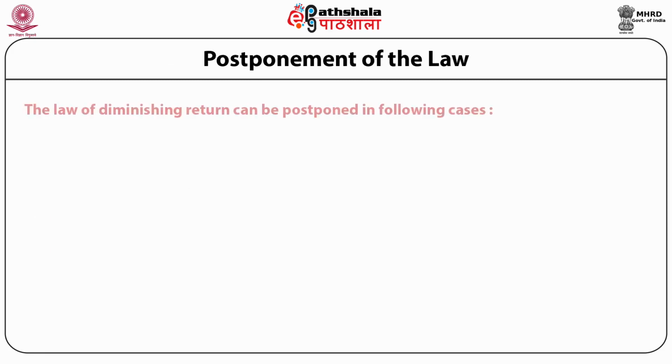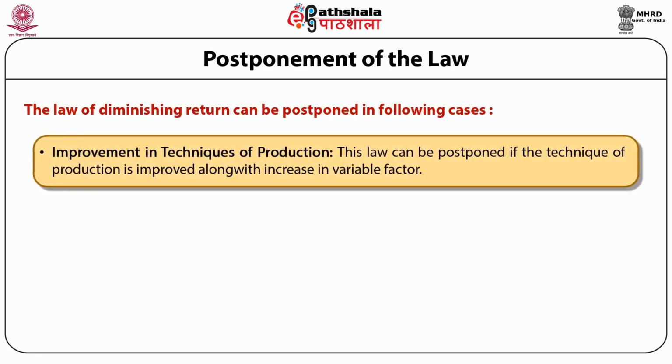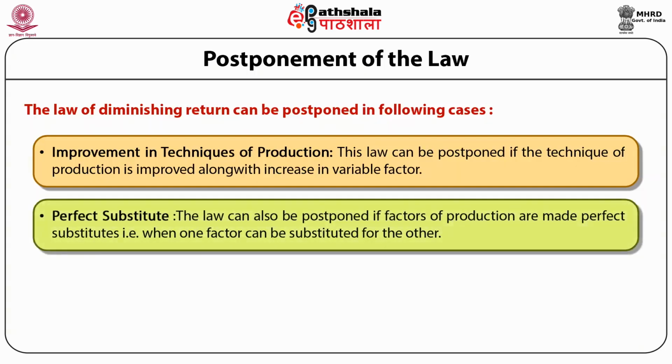Postponement of the law. The law of diminishing returns can be postponed in the following cases: improvement in technique of production. This law can be postponed if the technique of production is improved along with increase in variable factor. Perfect substitute. The law can also be postponed if the factors of production are made perfect substitutes, that is, when one factor can be substituted for the other.